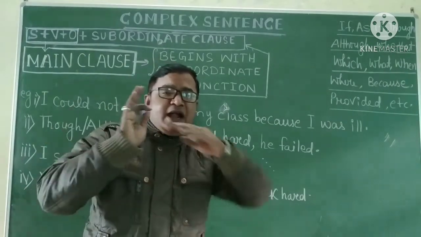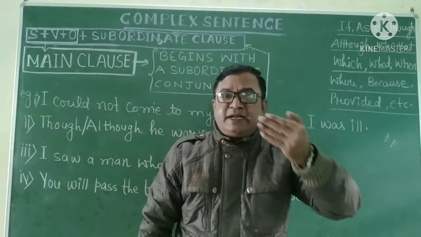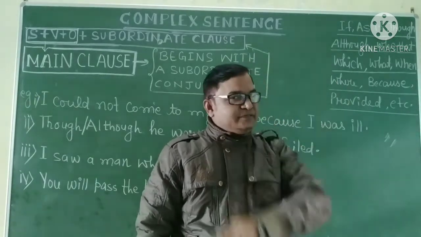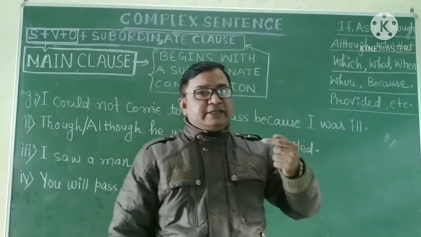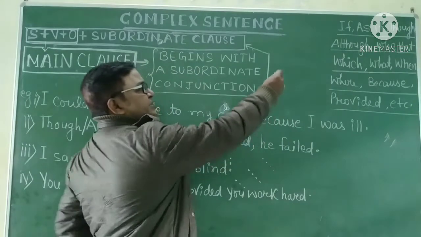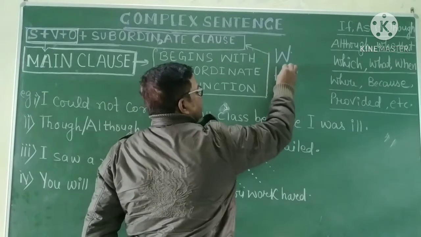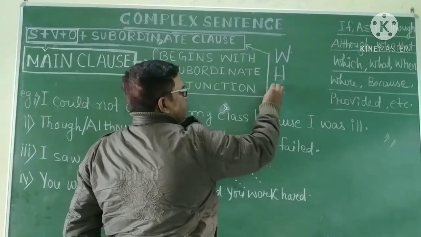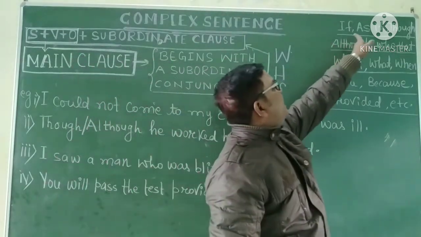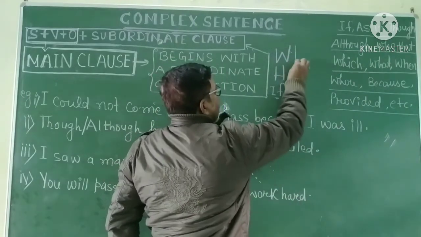Simple. When you are able to identify in which part of the sentence the subordinate conjunction lies, from there only the complex sentence begins. See, what are those subordinate conjunctions? Here I am giving a trick. All the subordinate conjunctions will start with W or H or if. So you can find it as if, and it also can start with T.